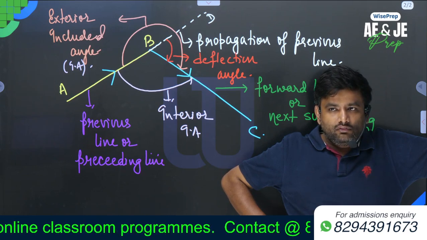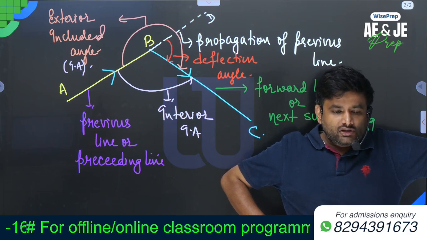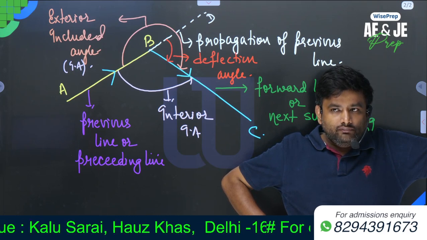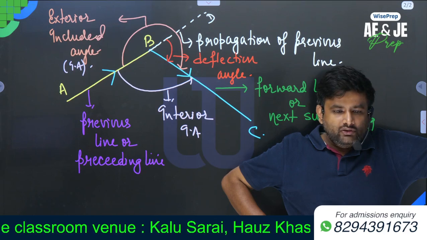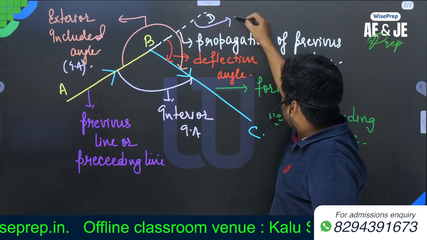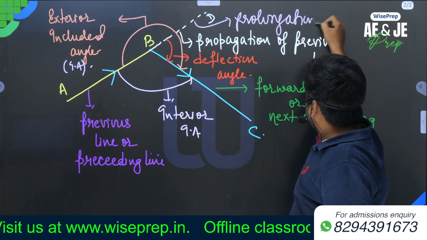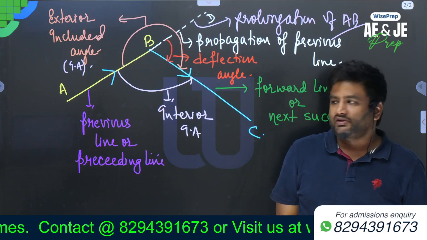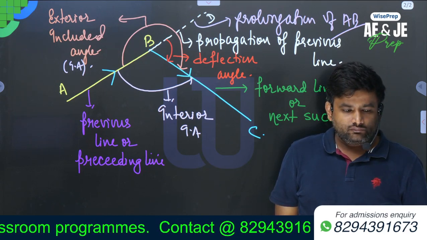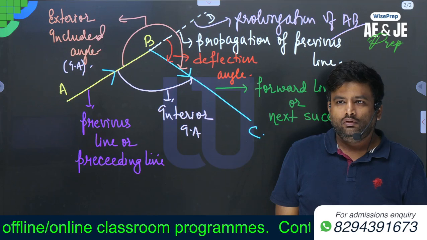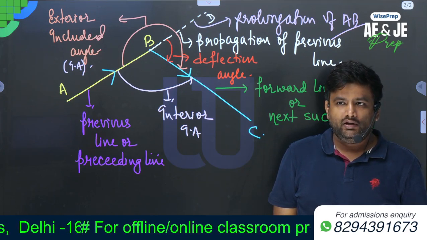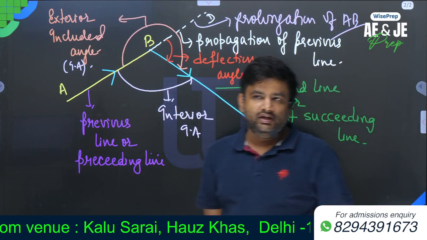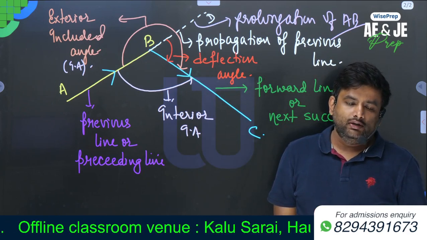Prolongation. See here, this is the prolongation of the previous line, the prolongation of AB. So the angle between the prolongation of the previous line or preceding line and the next, succeeding line is called the deflected angle.